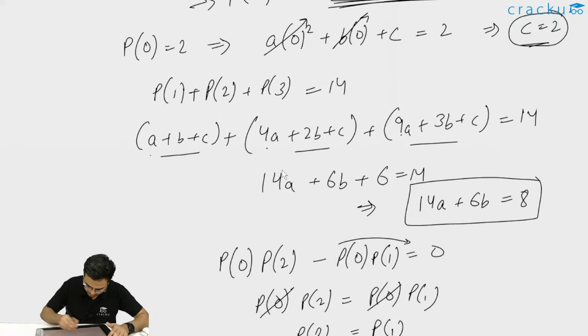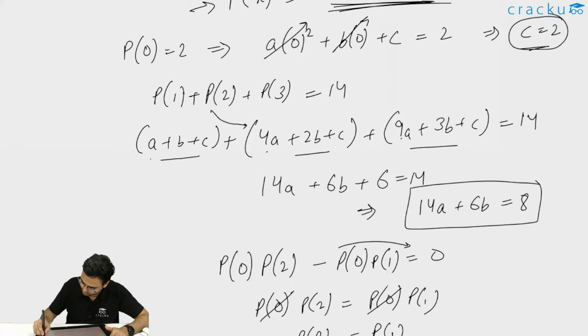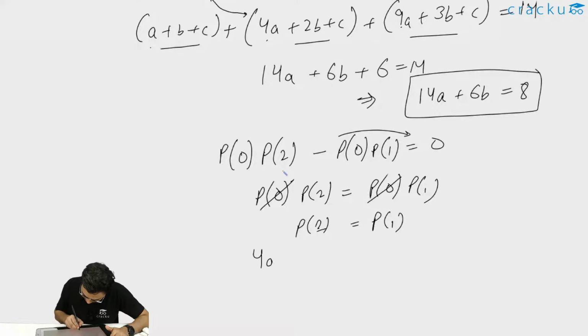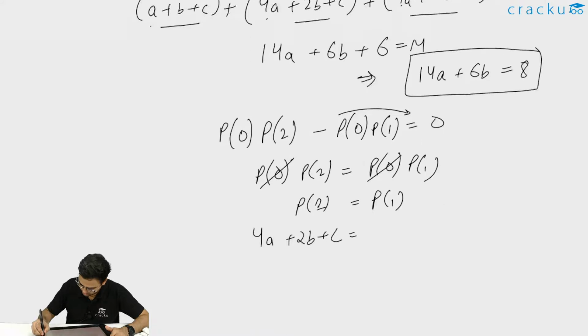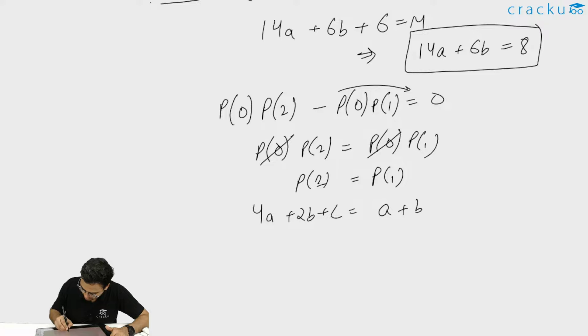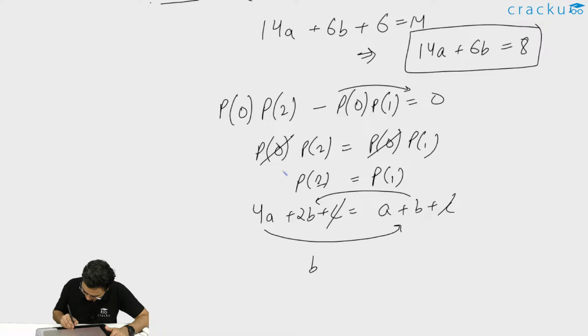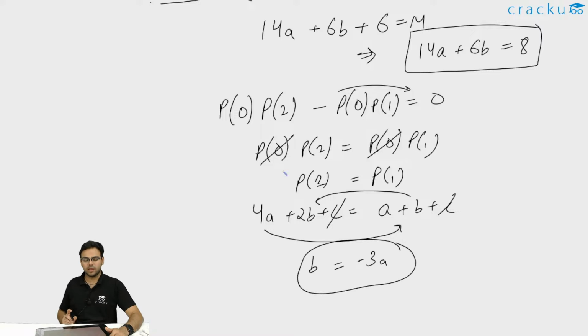So what is P(2)? P(2) is 4a + 2b + c. And what is P(1)? P(1) is a + b + c. So 4a + 2b + c will be equal to a + b + c. The c and c will be cancelled. And if I take b that side and bring 4a this side, this will give me b is equal to minus 3a. So 2b minus b will be b, and a minus 4a will be minus 3a.